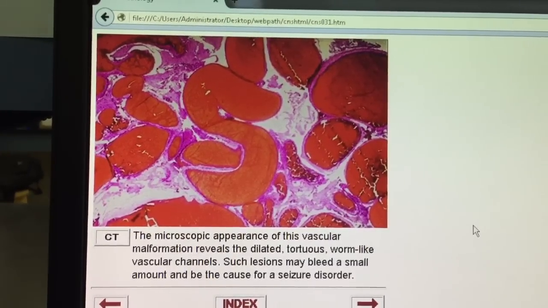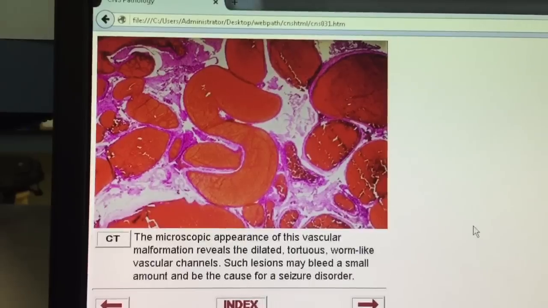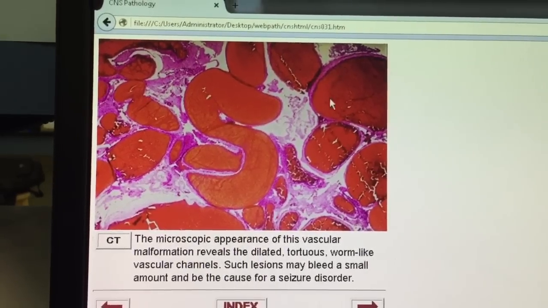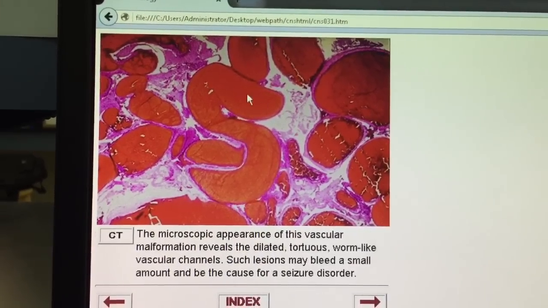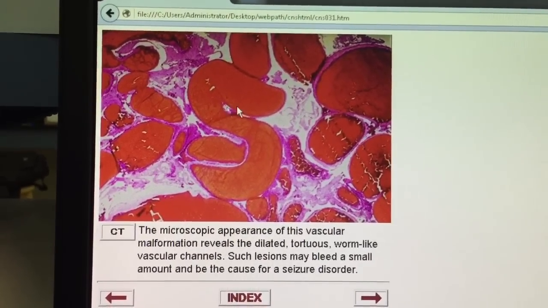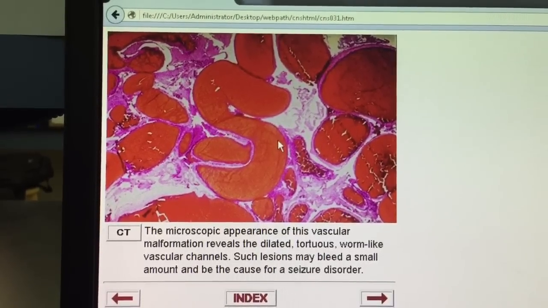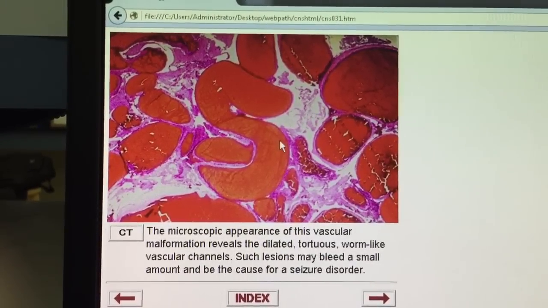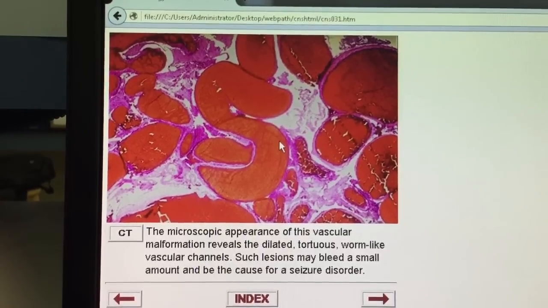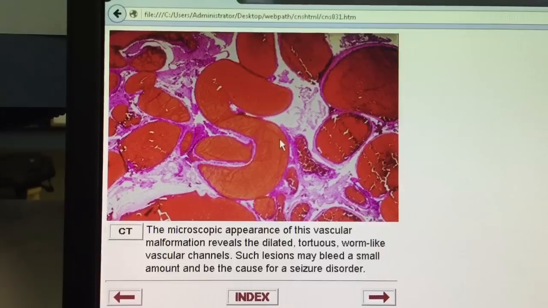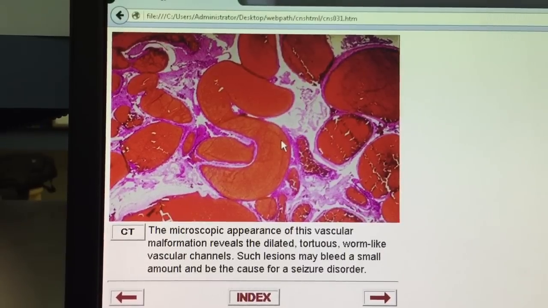Under the microscope, how can we identify vascular malformation? We can see dilated blood vessels, or tortuous or worm-like blood vessels. As we said, it's easy to bleed, and then the bleeding will go either into the intraventricular space or into the subarachnoid space. Either way, it will lead to seizure disorder.